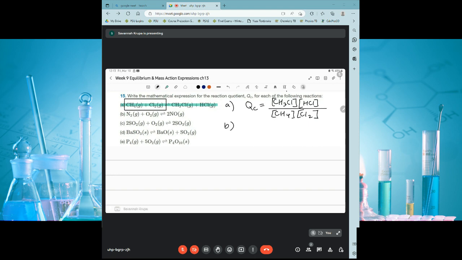So now let's move on to B. This one is nitrogen gas and oxygen gas, making nitrogen monoxide. So let's start with the Qc. And the product side of this is going to be the NO gas. But since there's a 2 coefficient, we will raise this to the power of 2. So we are done with the products because only one thing is being made. And then the reactants portion, we have the N2 gas, and there's no coefficient, multiplied by the O2 gas. And there's no coefficient for that as well.